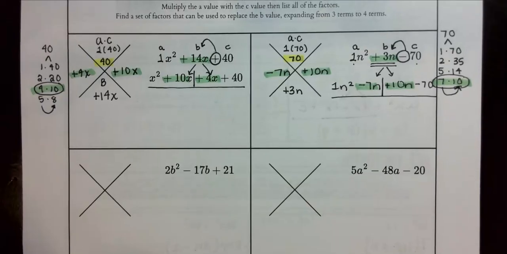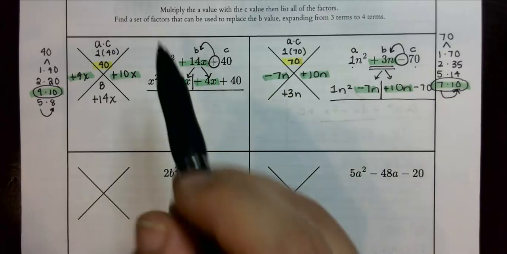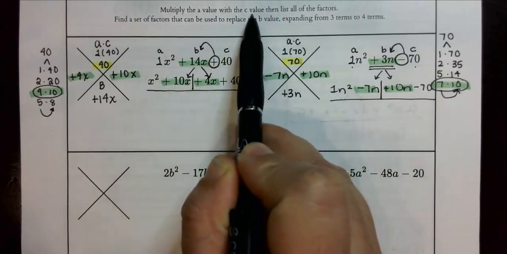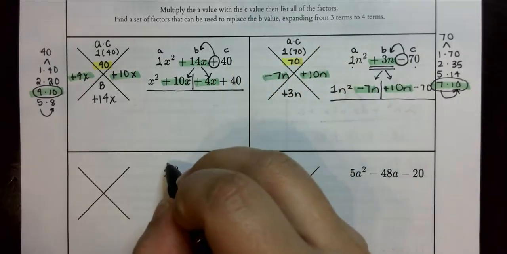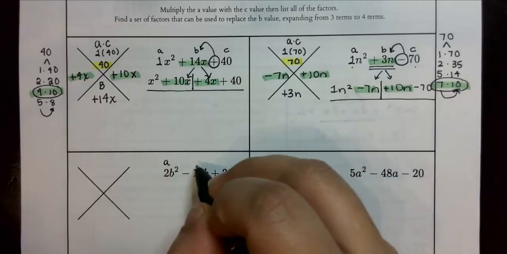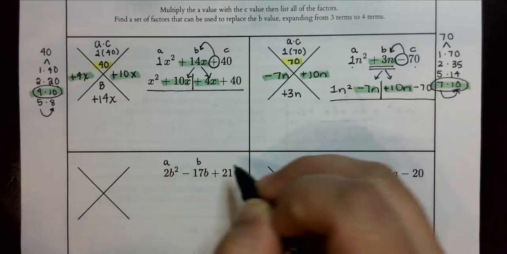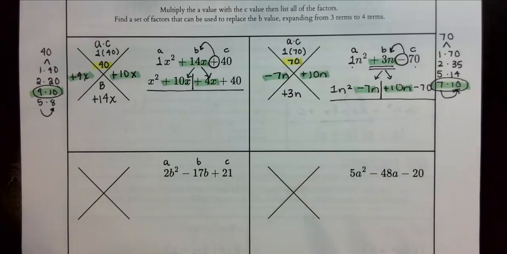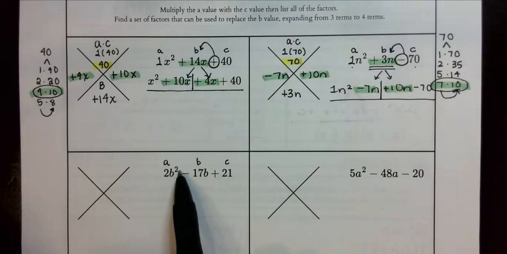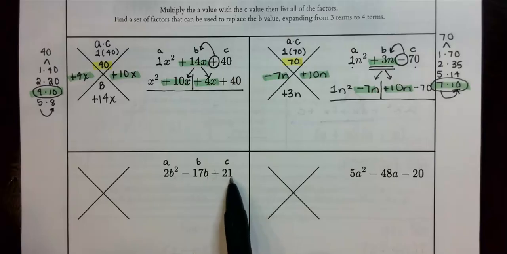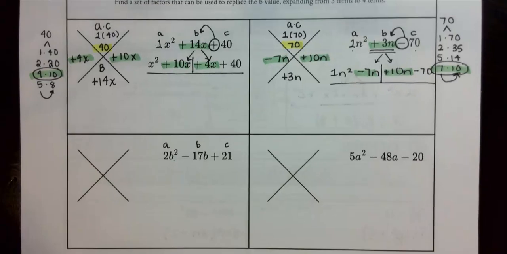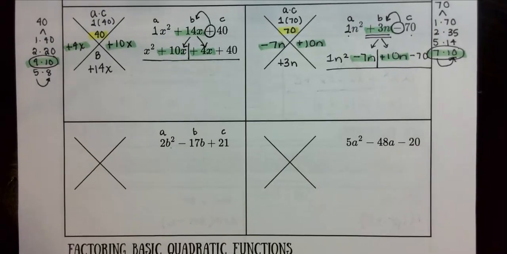I do want to remind you what it says here on the top. Take your A value, multiply it by your C value, and list all the factors of that number. The first term is A, the second term is B, the last term is C. Now remember, your A has to be the number with the B squared. Your B has to be the number with just the B raised to the 1 power, and your C has to be your constant. There's no way around those, they are automatic.